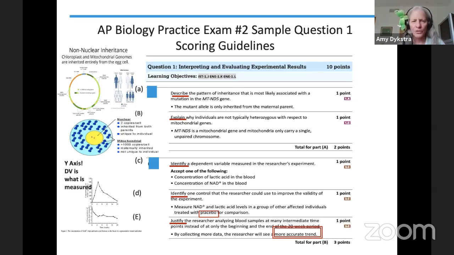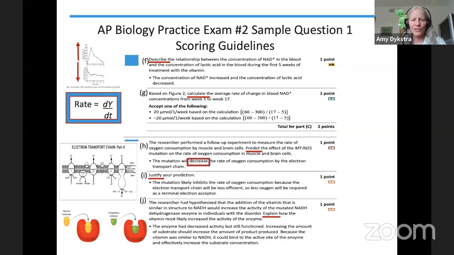Likely the researchers didn't know how long it was going to take these patients to respond to the treatment with the vitamin. And so they wanted to take time points all along, over several time periods. They wanted to take samples, and this just gives them a more accurate picture of that entire trend of the whole experiment. All right, so that's the first half. So now the second half, F through J. So let's look at F.